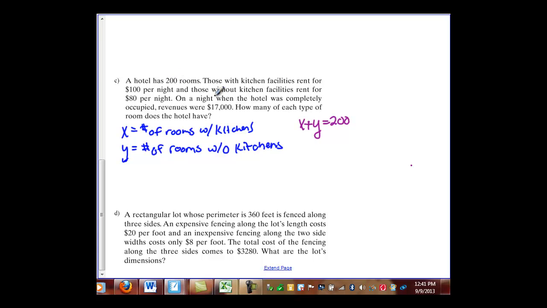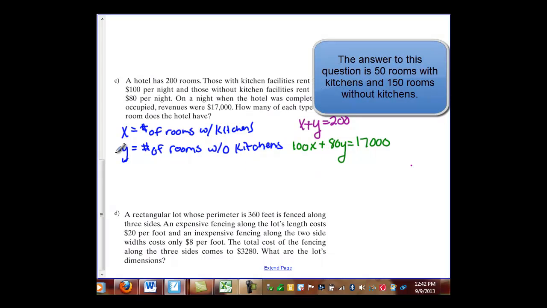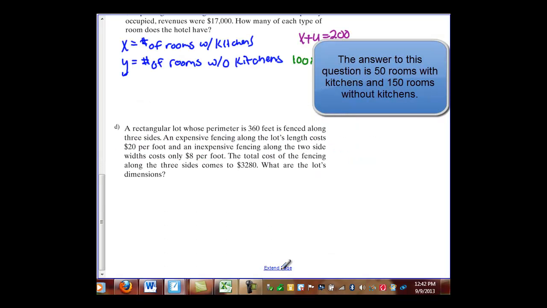All right, now we need to talk about money. So what's that equation look like? So $100 for every room with a kitchen plus $80 for every room without equals $17,000. So I've got my units the same on both sides. It's logical. Is this okay on setting it up? Yeah? Okay.